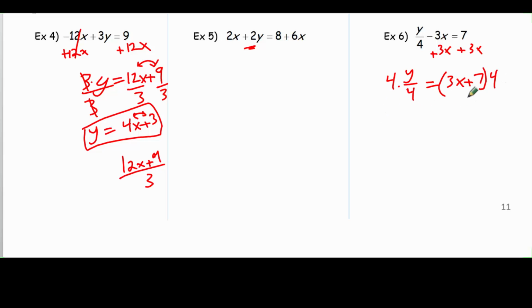Now notice I put the parentheses. We have 4 times the quantity of 3x plus 7. Now, it doesn't matter which side it's on. You can put the 4 here, or the 4 here. But it has to be the whole thing. It's not just the 3x. So y equals, we distribute the 4 in, so 12x plus 28. And that's it.